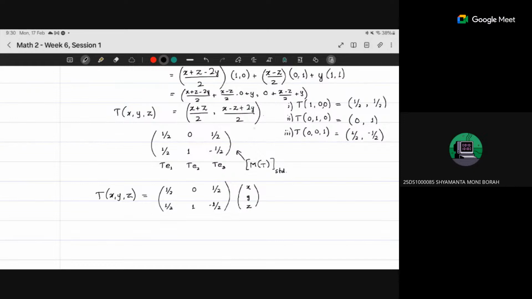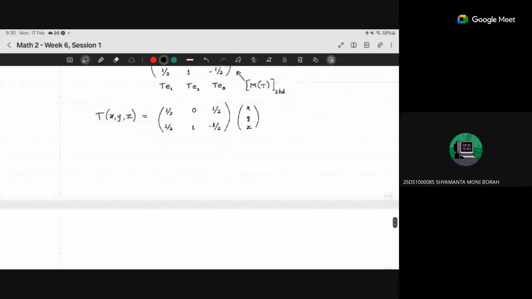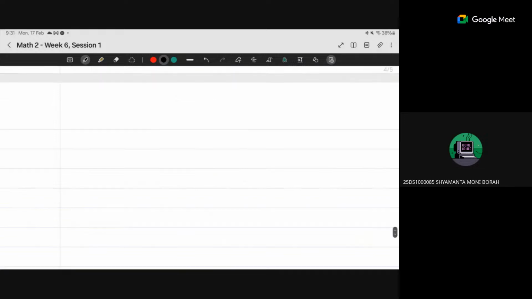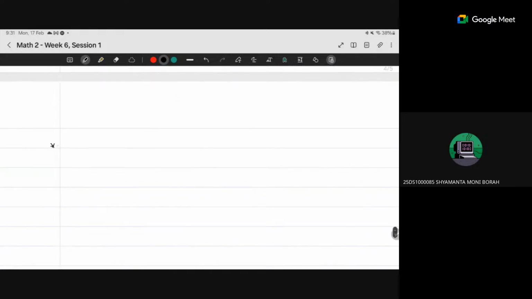But this could be recovered using this as well, the matrix. I did not need to represent it as column vectors. I can just look at (x + z)/2 and say that the first row has to be half, 0, half, and the second row has to be half, 1, minus half. So in many cases, the non-standard basis expression will also be useful. So here I'll explain what that is. This is the more general case.